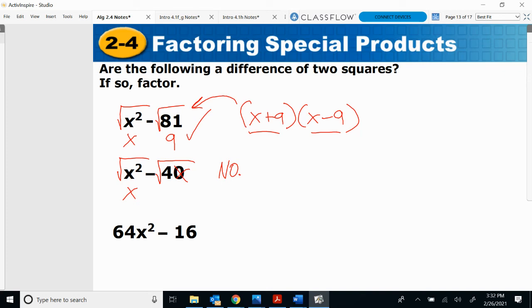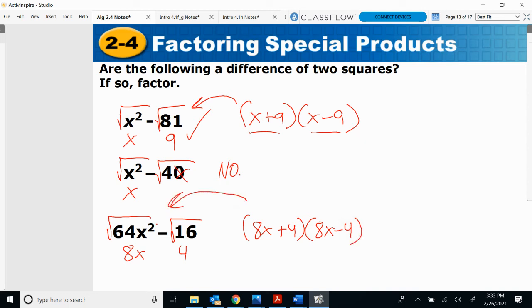All right, check out our last one here. We got 64x squared and we have 16. We'll see if we can take the square root of those. 64 is going to come out to 8, and x to the power of 2 is x. 16 would come out to 4. They both work out, so then we'll just put them together. So we got 8x plus 4 times 8x minus 4. That's what got FOILed together to make that answer there. So we simply worked it backwards, figured out what it looked like before it got multiplied.